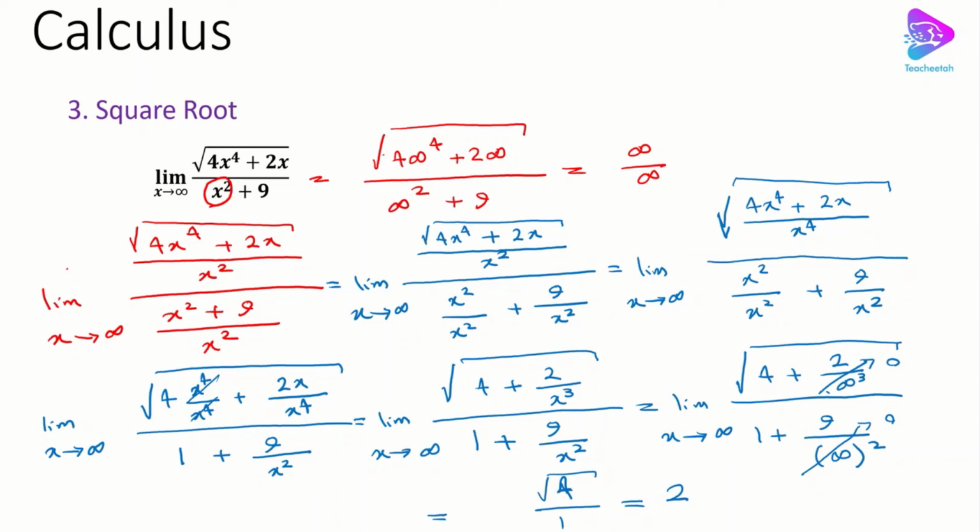Okay, we covered 3 forms of limits at infinity today, and basically we are done with this concept, limits at infinity with different forms of function.